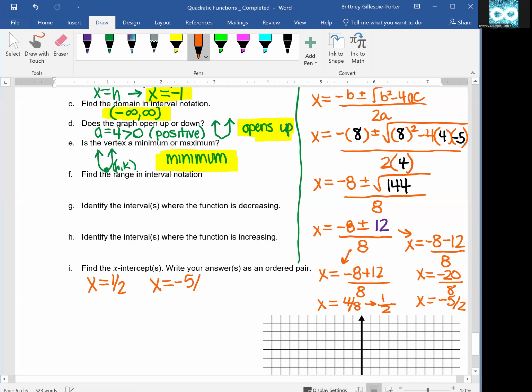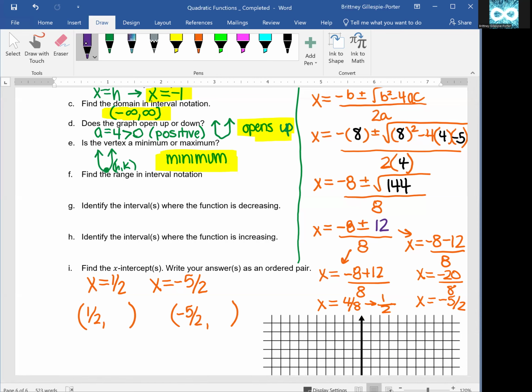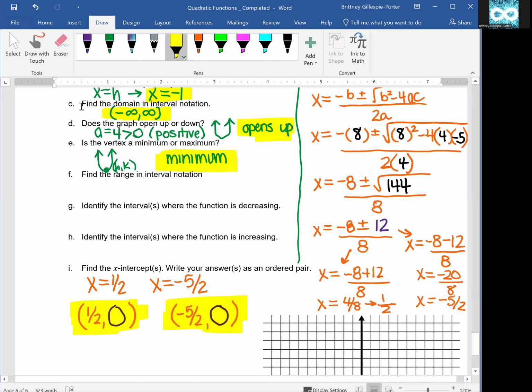We're supposed to write our answers as ordered pairs. Remember that we plugged in a y value. We're going to have 2 separate ordered pairs. These are not one ordered pair. Do you remember what we plugged in for y? Finding an x-intercept, we plugged in y equal to 0. So our 2 x-intercepts are 1/2 comma 0 and negative 5/2 comma 0. Yes, having 2 for a reason, because we have our highest exponent of 2. That's going to come into play later on.